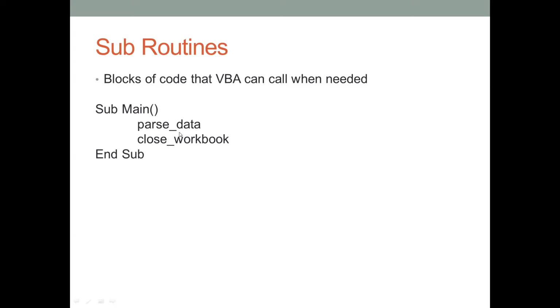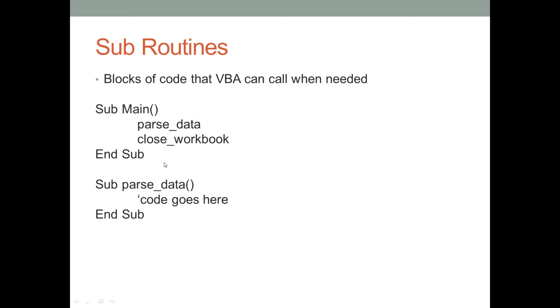We're going to do that by creating multiple subroutines and then using those subroutines to perform really specific blocks of code. So you can see here, let's say that we had an automation that needs to parse some data. It needs to take a data file, do a whole bunch of transformations and parsing of that data, and then it needs to close the workbook. So these are two very distinctly different operations.